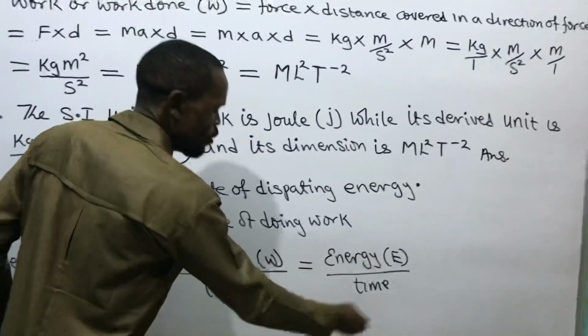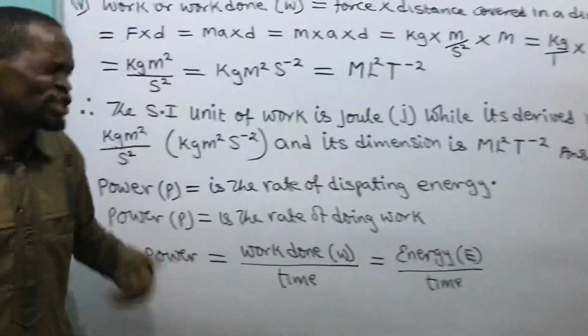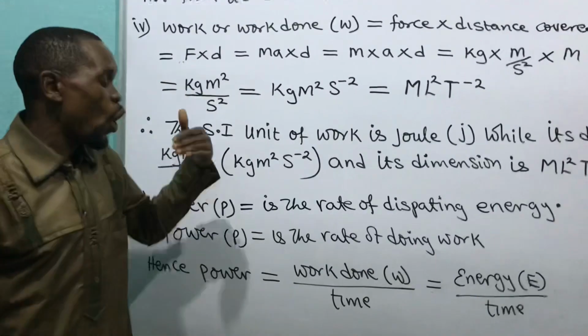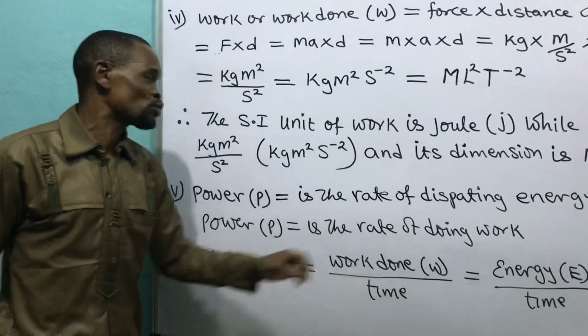Or energy over what? Time, which is what? Rate of what? Dissipating what? Energy. Rate of doing what? Work is what? Power. And that's what we have defined now.